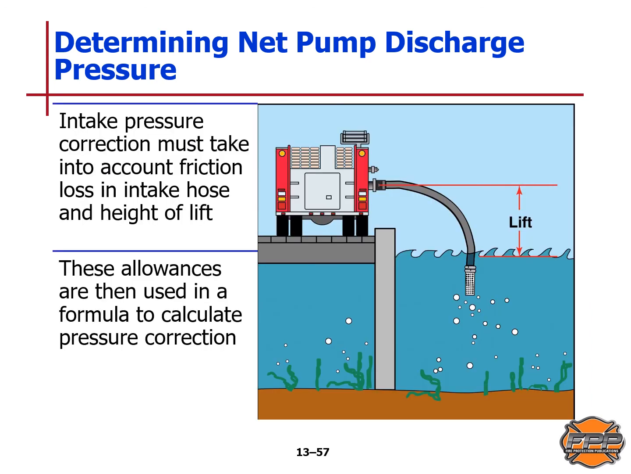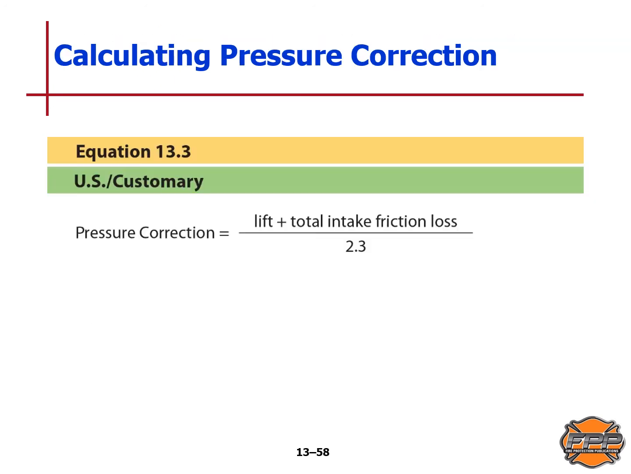Intake pressure correction must take into account friction loss in intake hose and the height of lift. These allowances are then used in a formula to calculate pressure correction. Okay, let's talk about equation 13.3. This is for pressure correction. Pressure correction equals lift plus total intake friction loss divided by 2.3.